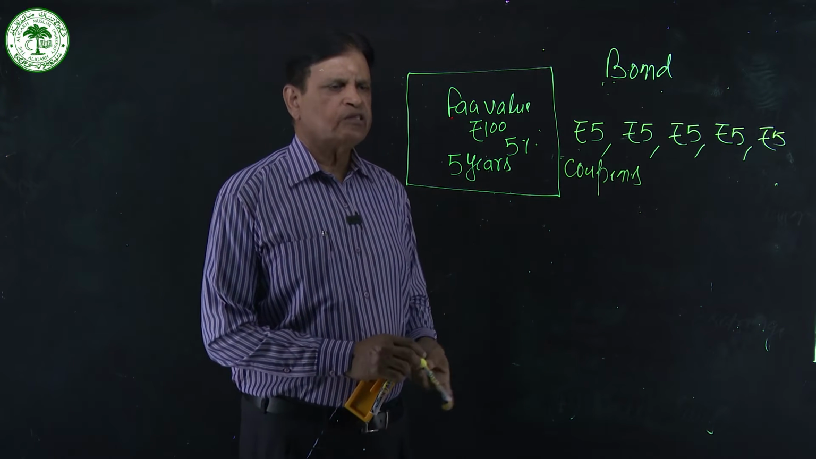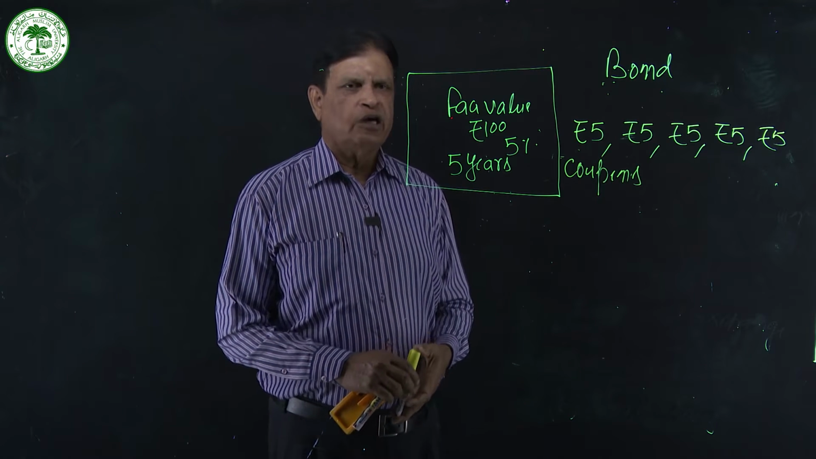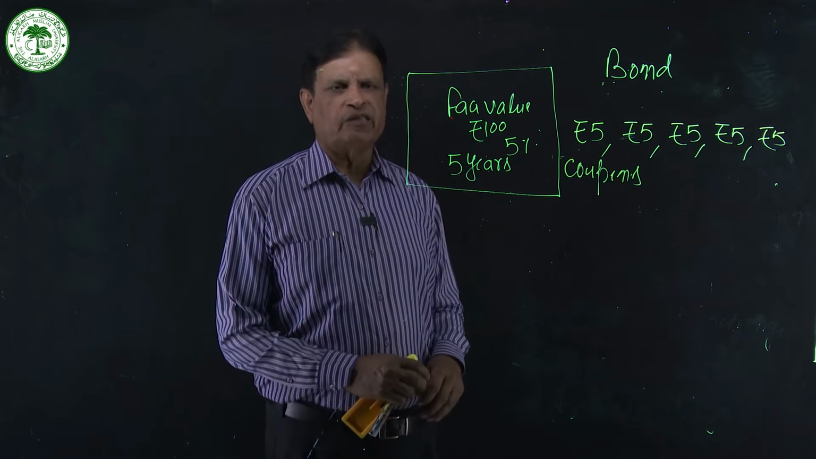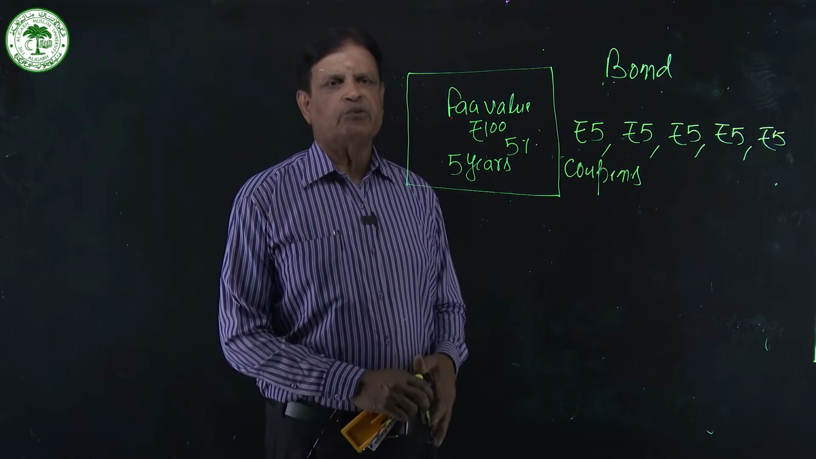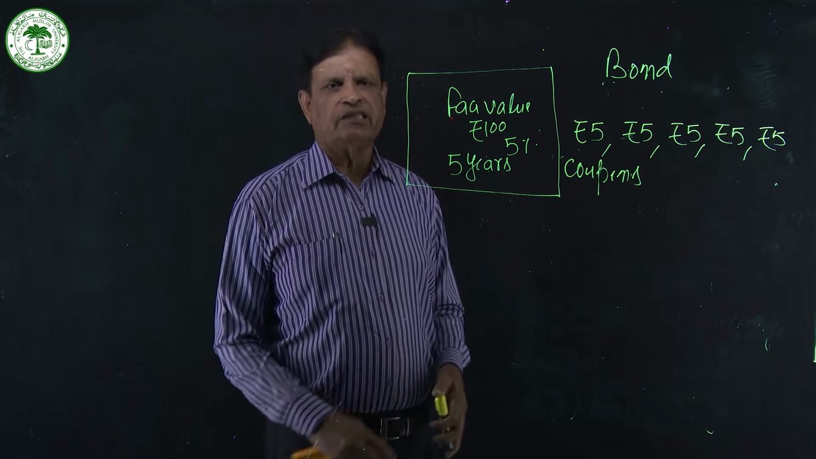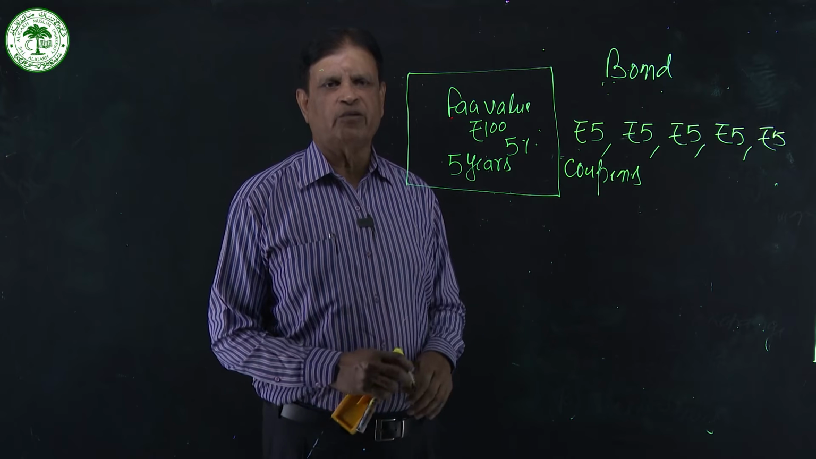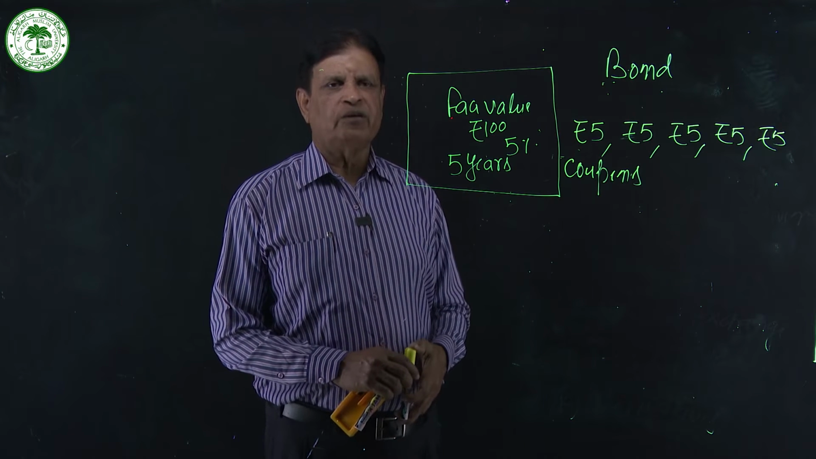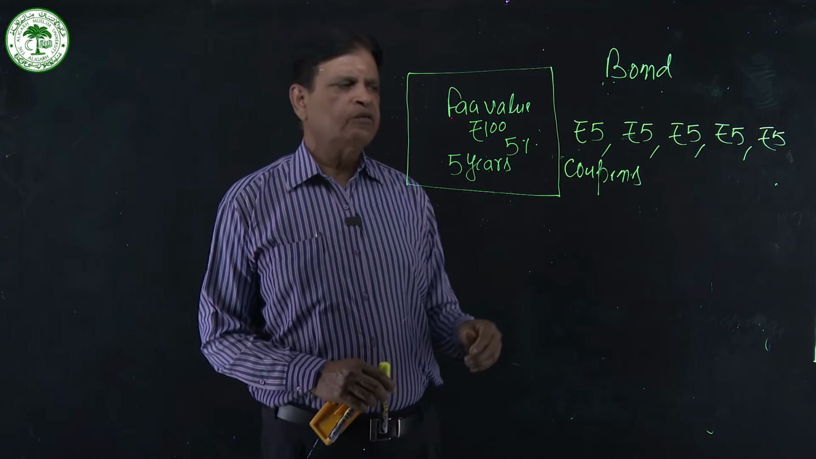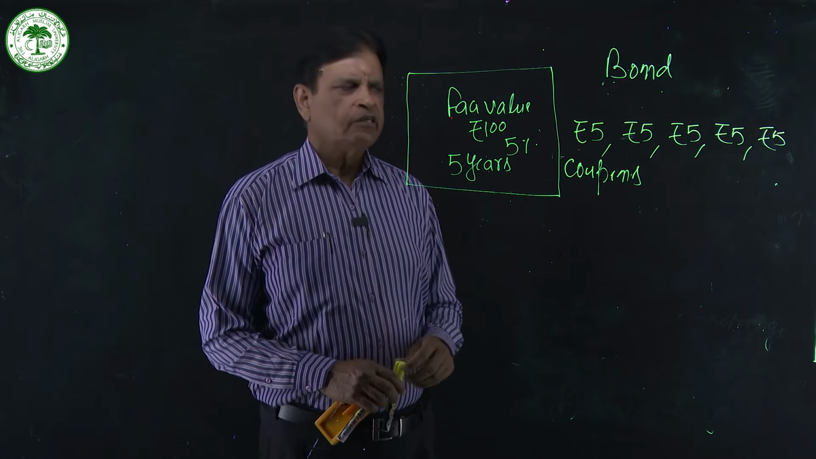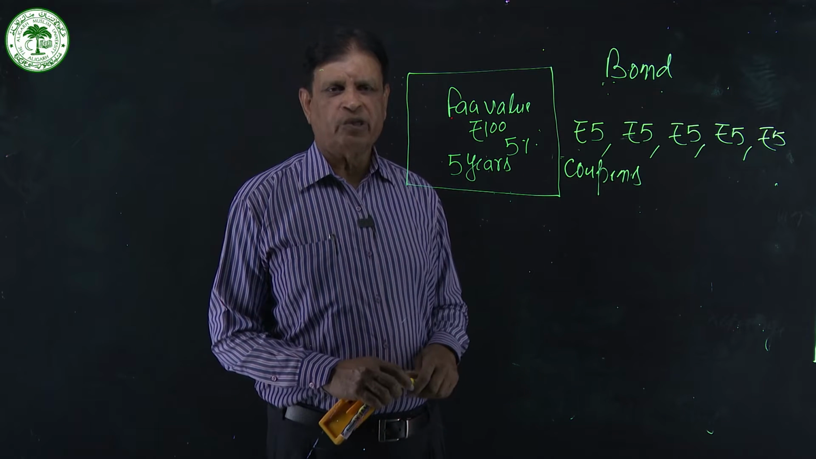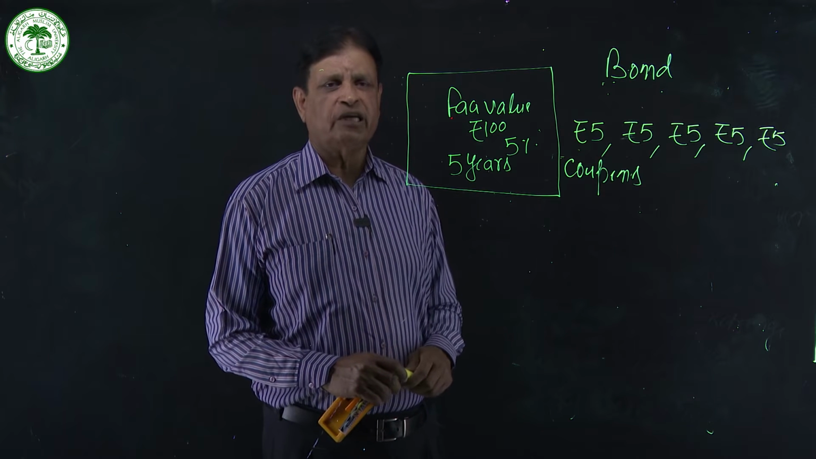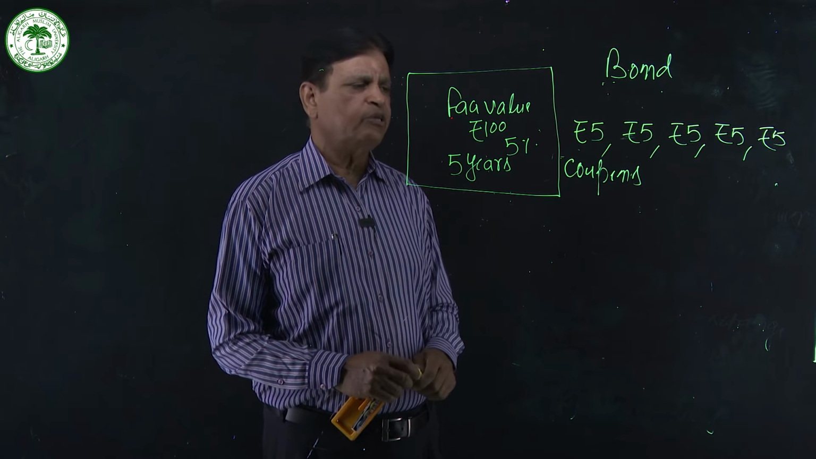Coupons. Since this bond is for 5 years and the interest is paid annually, this bond will carry 5 coupons. Each coupon will be of rupees 5 because the rate of interest is 5% and the face value of the bond is rupees 100. The first coupon will mature after 1 year, the second after 2 years, the third after 3 years, the fourth after 4 years, and the fifth after 5 years.